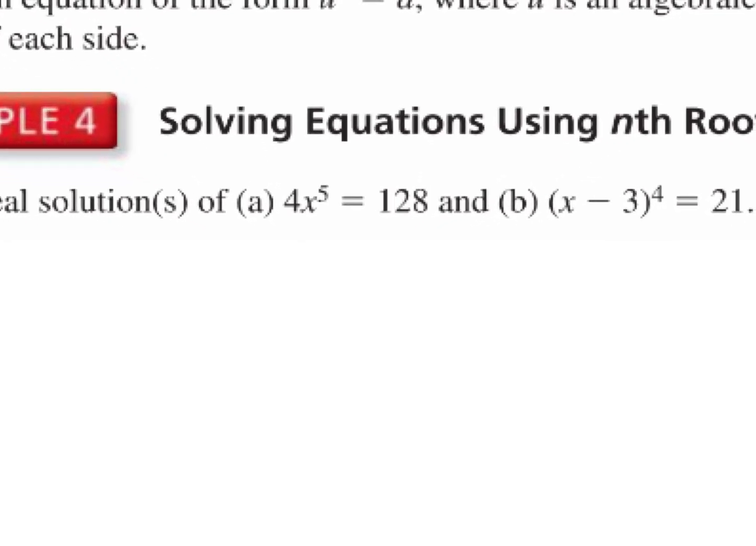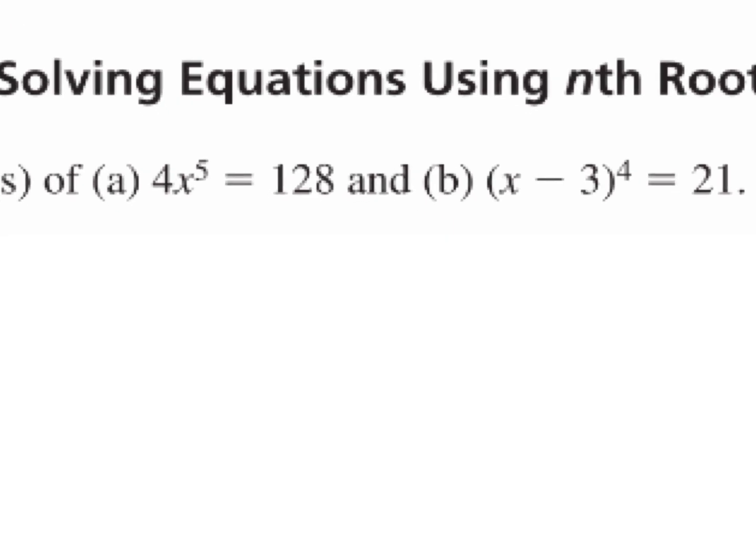All right, let's look at example 4. So example 4, we are solving equations using our nth roots. So in order to solve, we need to get whatever has the exponent all by itself first. So I need to get that x to the 5th power all by itself. So how could I get rid of that 4? Divide both sides by 4. Since 4 is being multiplied to the x to the 5th power, I divide to move it to the other side. So x to the 5th power is equal to 128 divided by 4.